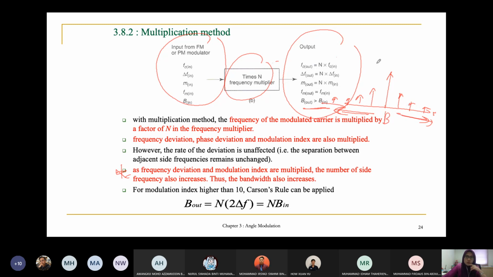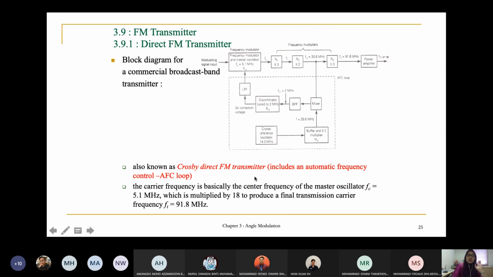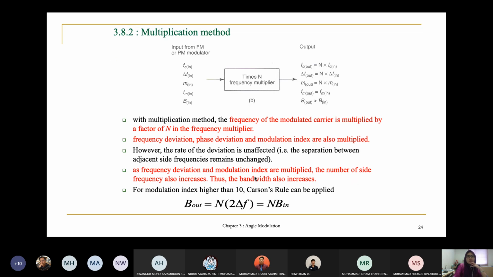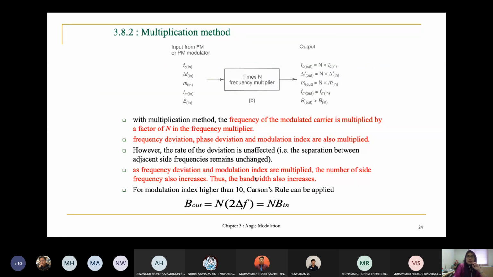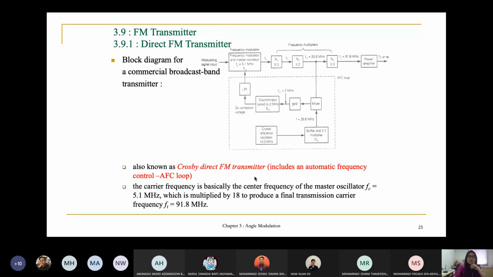So you can calculate the bandwidth at the output by using the Carson rule, n multiplied with 2 delta f, or n multiplied with B in. Why do we need to know the process of these two methods, the heterodyne process and the multiplication process? Because it will be used in the FM transmitter.